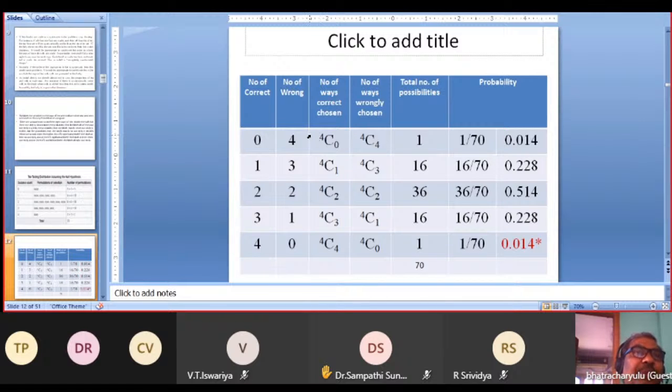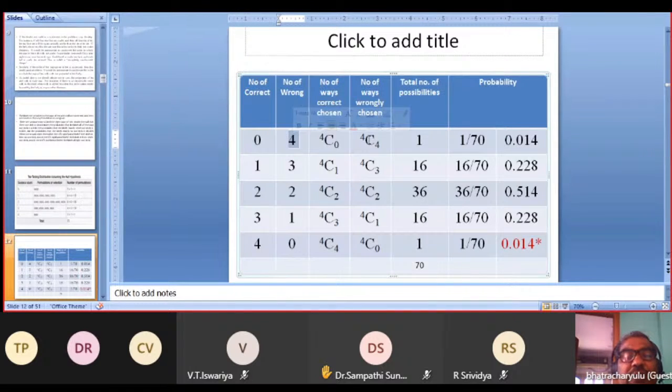This is permutations and combinations that I am using. And 4C0 means 4C4. All correct, all are wrong. 4C4, all correct. This 4 is for this one. This is also one possibility. So 1 into 1, that is one possibility.